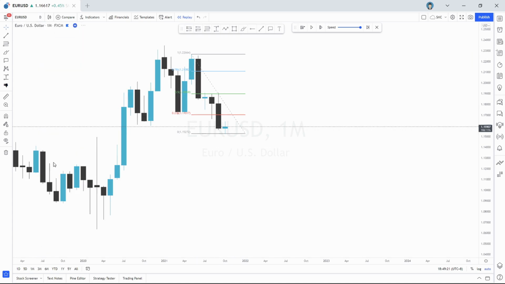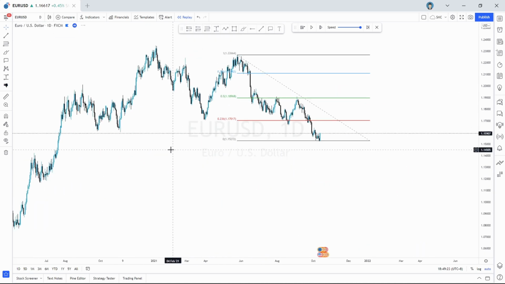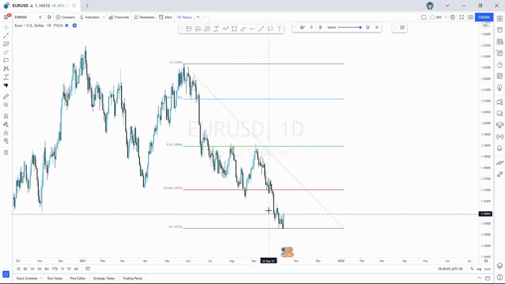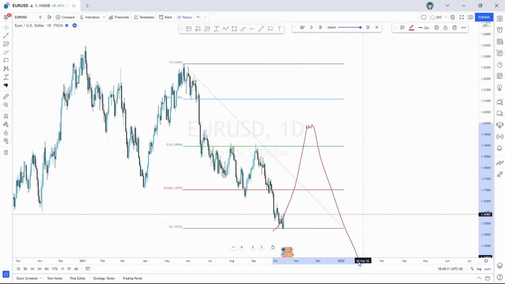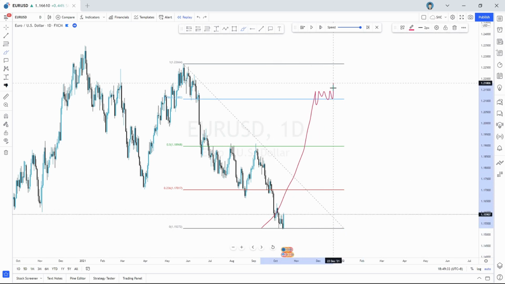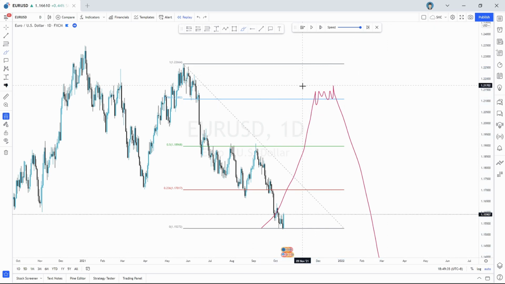Let's just go back to the daily, see it more clearly. So I'm expecting at least price to have a healthy pullback. I'm expecting price to either tap the 50%, or even go a little bit higher than the 50% and go lower, or touch the 78% or somewhere at this blue line to do a pullback, then continue to the downside.